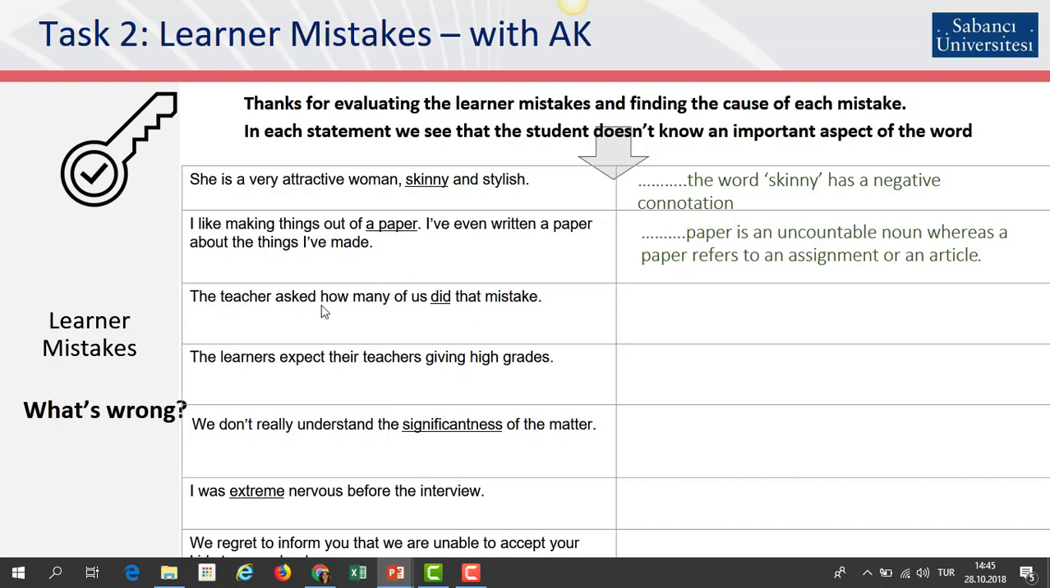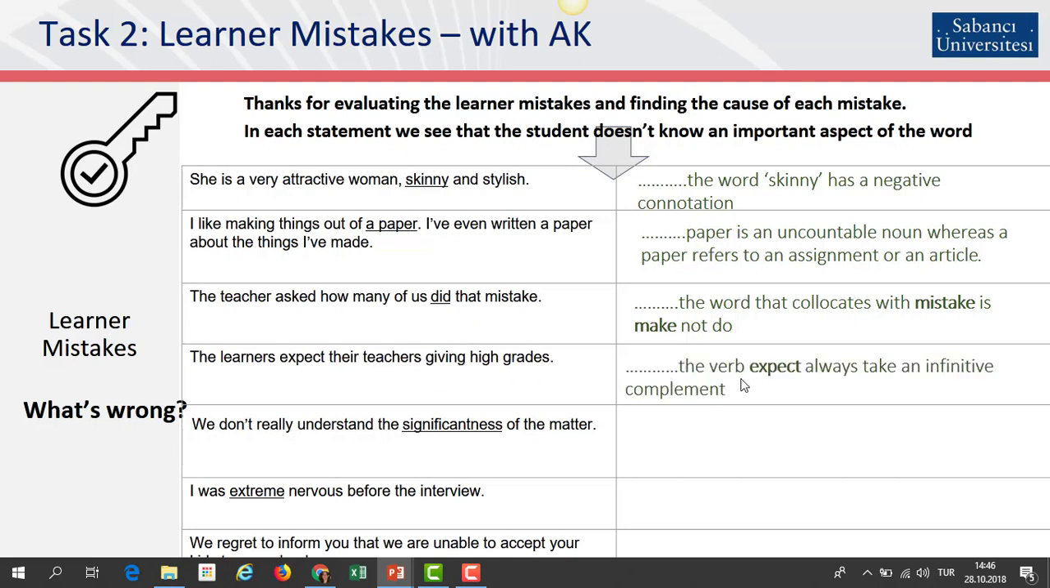In this sentence, the teacher asked how many of us did that mistake. The student says, what doesn't the student know? The student doesn't know the word that collocates with the word mistake. So the student doesn't know making a mistake is the right collocation. If you look at the fourth one, we can see that the student uses a gerund. What the student doesn't know is the verb expect always take an infinitive complement.